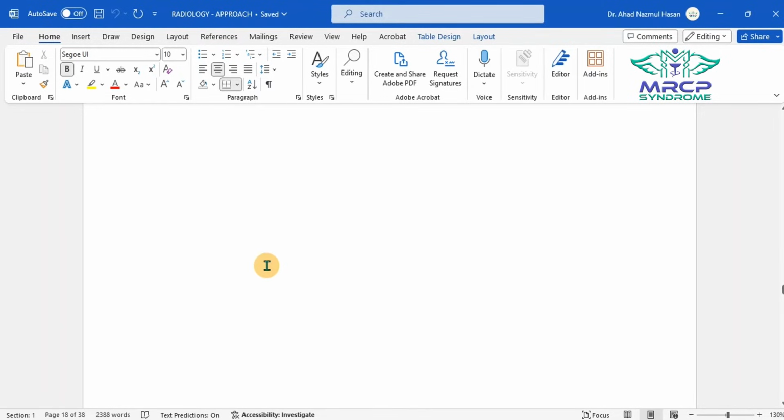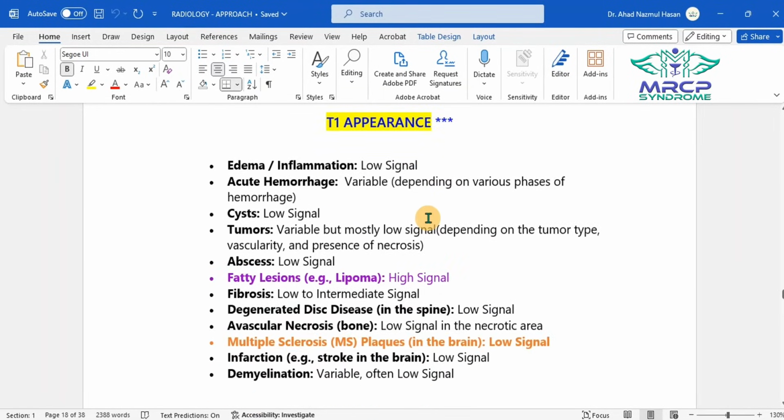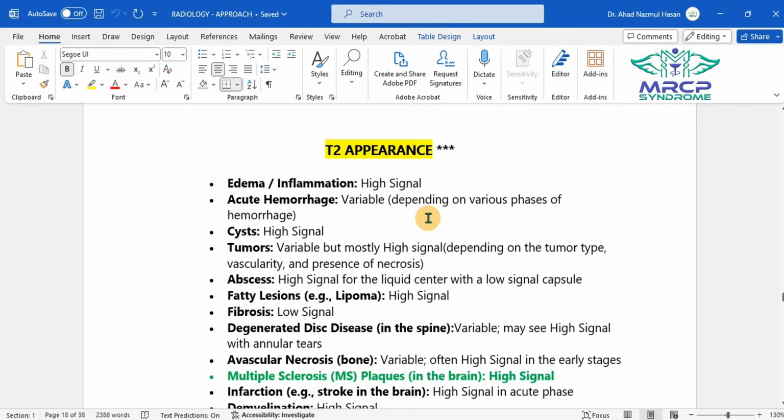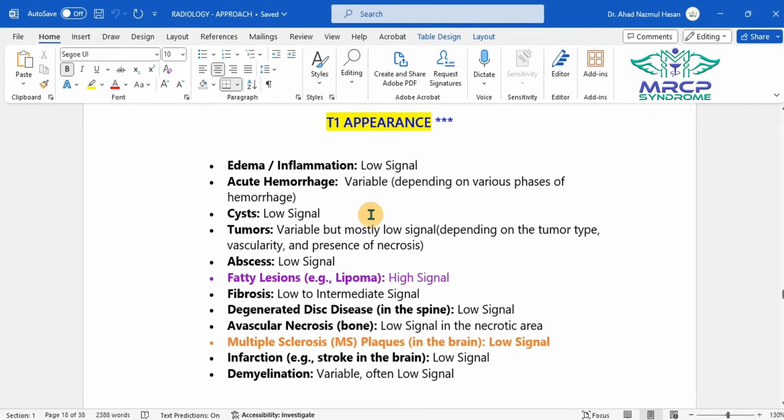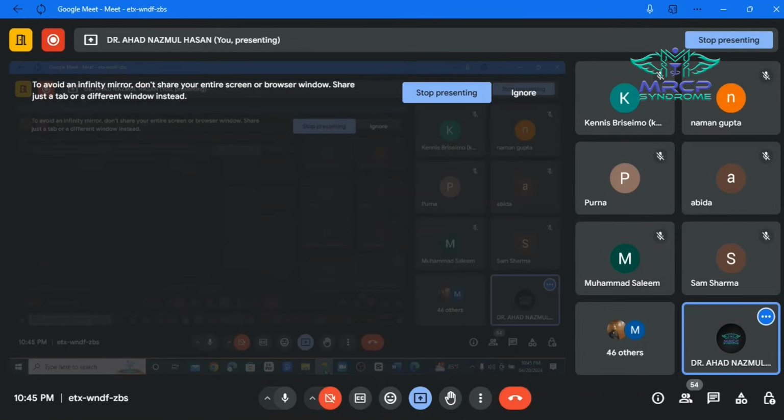Here are some examples of the pathologies. So also you need to memorize this page. What should be the color of edema or inflammation in T1 and T2? Hypointense, bright. So edema will contain fluid. Edema or inflammation will appear low signal in case of T1 and high signal in case of T2.